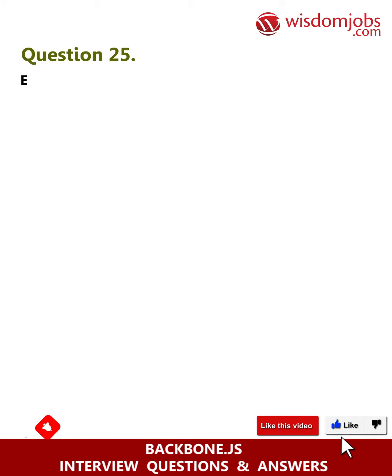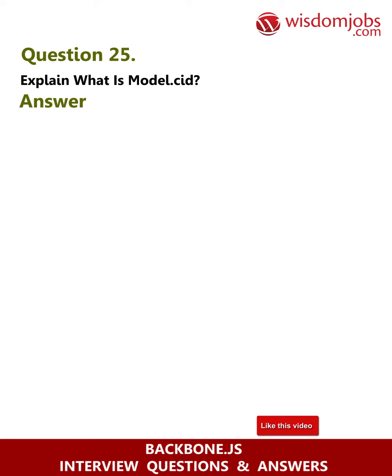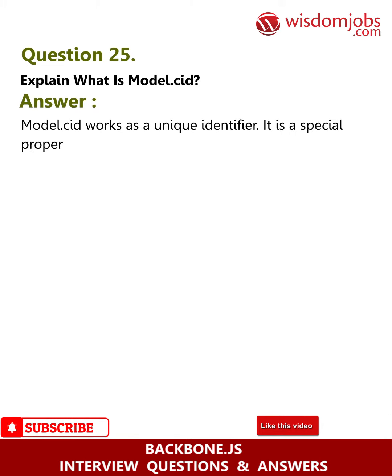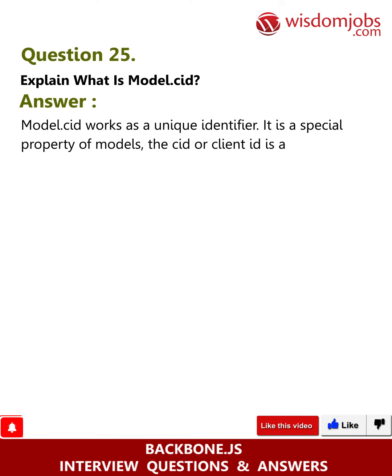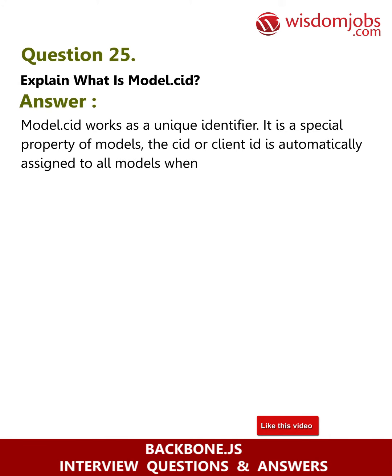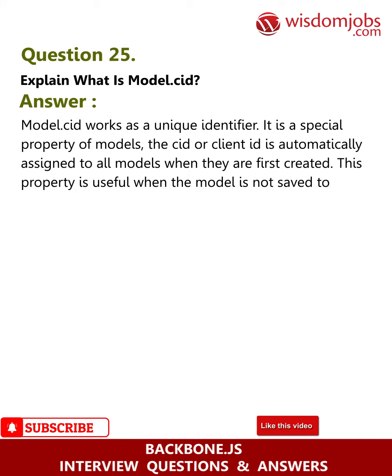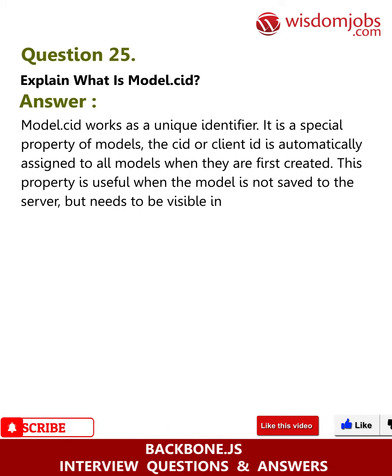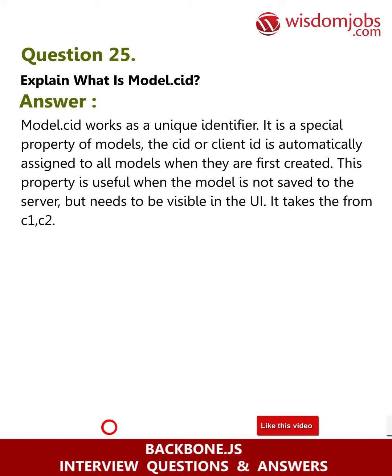Question 25. Explain what is model.cid. Answer. Model.cid works as a unique identifier. It is a special property of models. The cid, or client ID, is automatically assigned to all models when they are first created. This property is useful when the model is not saved to the server but needs to be visible in the UI. It takes the form c1, c2.